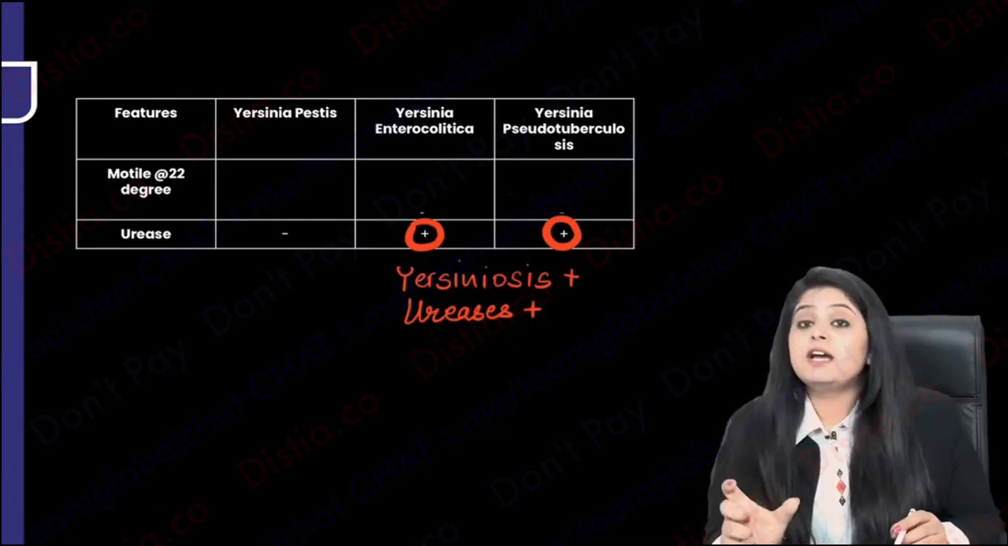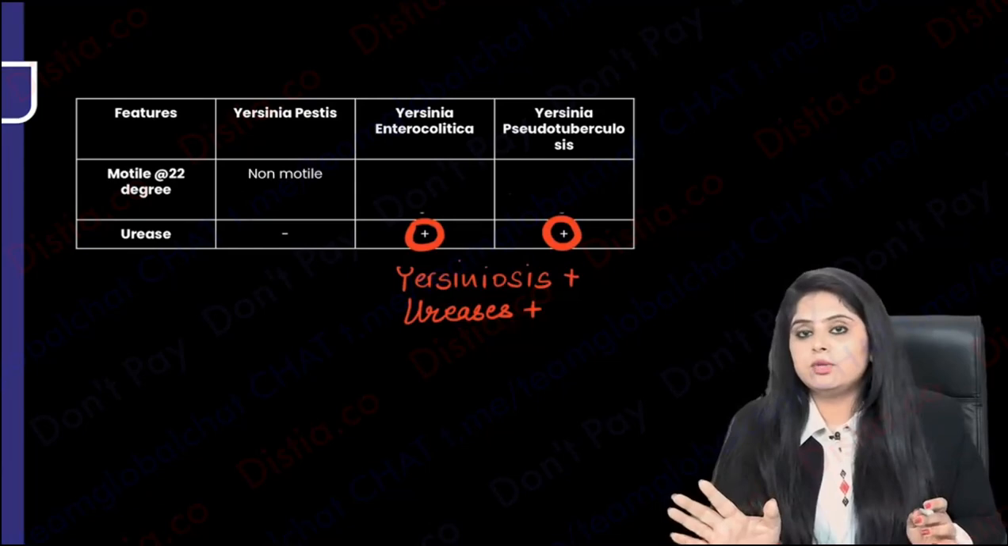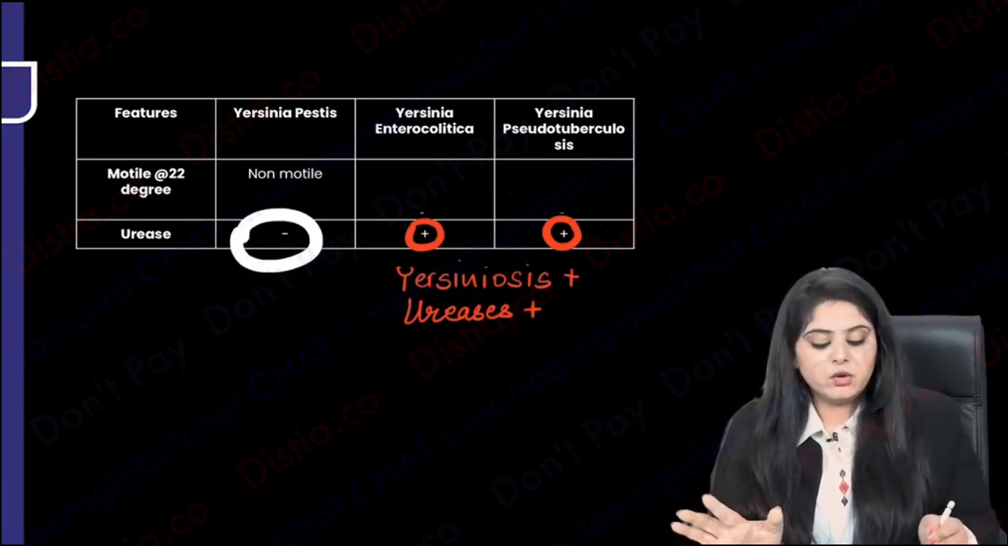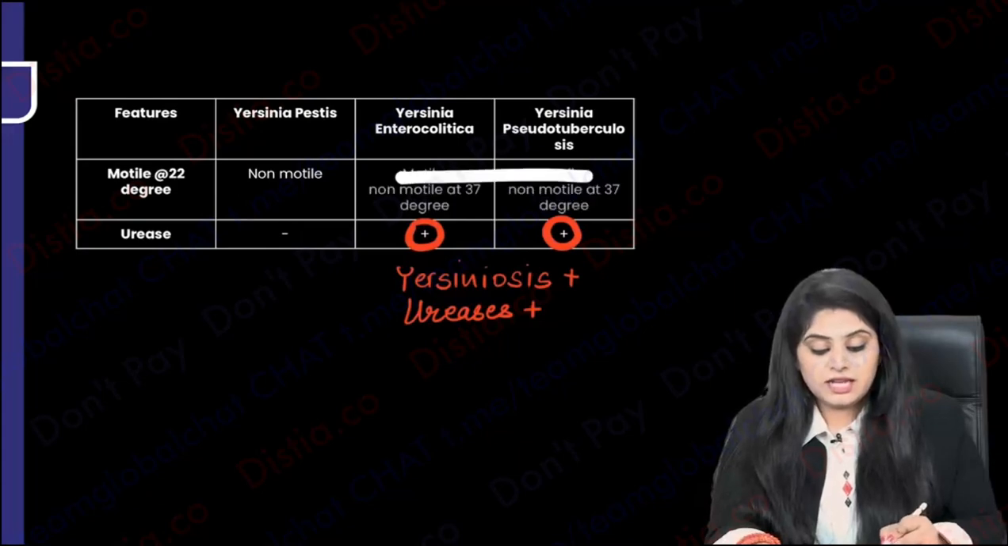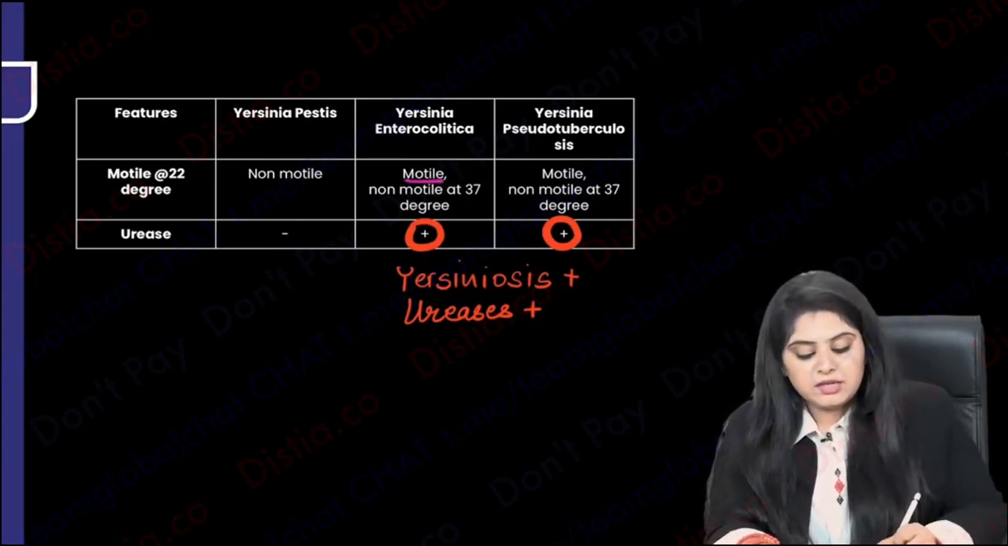After that, we have to talk about their motility. Yersinia pestis is non-motile, so it shows neither motility nor urease. But Yersinia enterocolitica and pseudotuberculosis have a little weird thing. They are motile at 22 degrees, but they are not motile at 37 degrees centigrade.